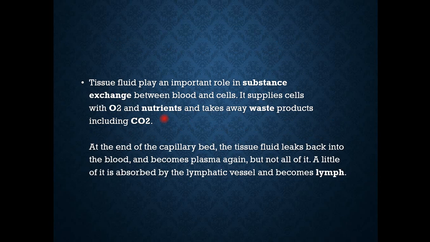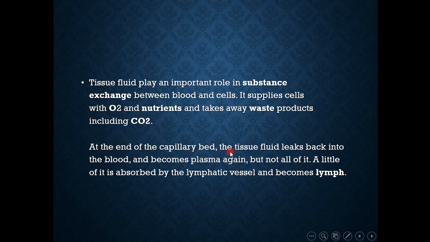Okay, tissue fluid is very important in exchange between blood and cells. Why? Because it supplies oxygen. When the plasma is outside the blood, it transfers the oxygen and nutrients and takes away the waste products. Because usually we have to have a medium around cells that we can exchange from. So O2 and CO2 are exchanged by the tissue fluid.